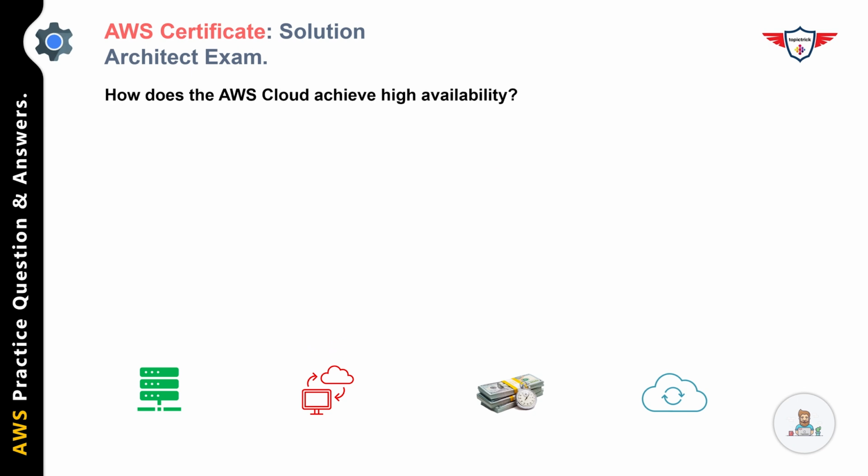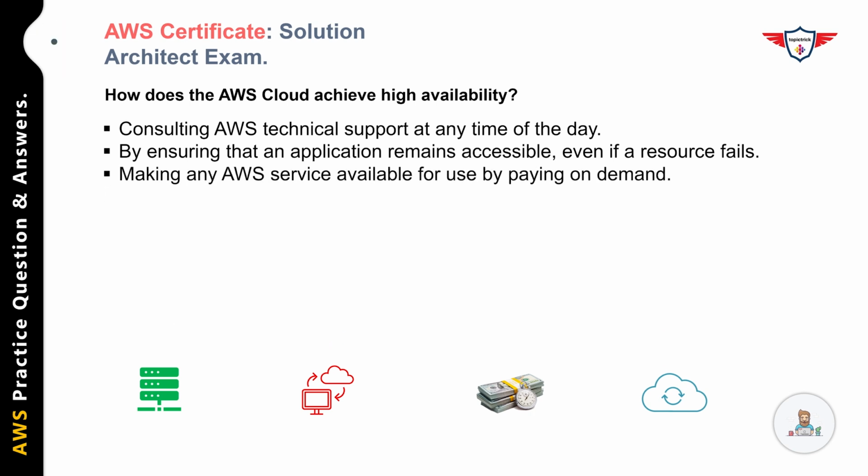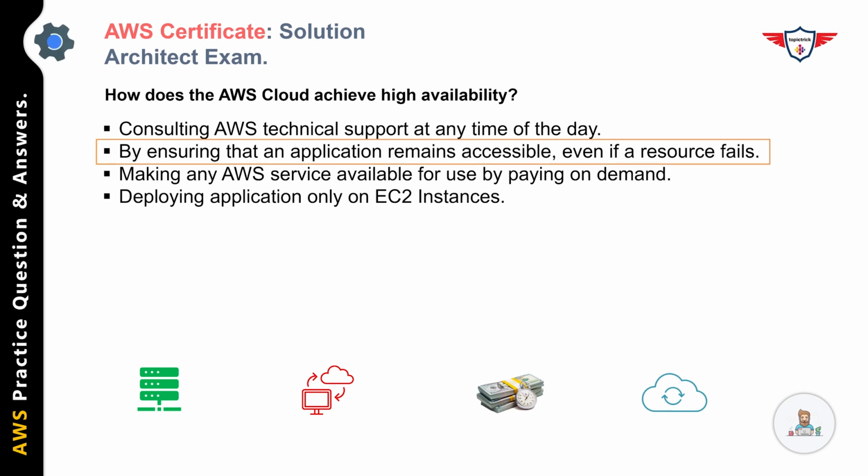How does the AWS cloud achieve high availability? The options are: consulting AWS technical support at any time of the day; ensuring that an application remains accessible even if a resource fails; making any AWS services available for use by paying on demand; and deploying applications only on EC2 instances. High availability in AWS ensures that an application remains accessible even if a resource fails. High availability architecture is designed to have no single point of failure. So the correct answer is B.